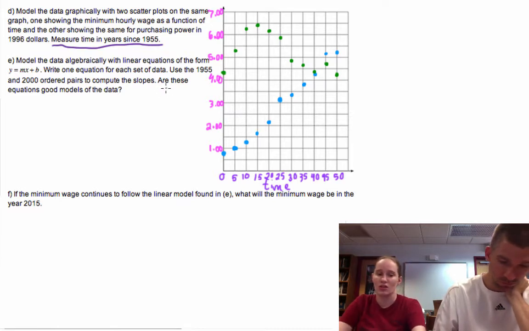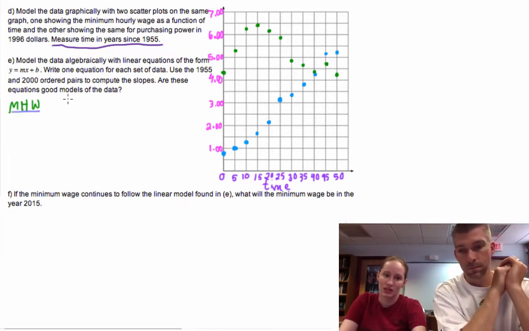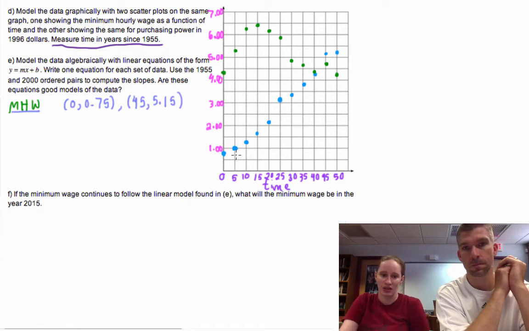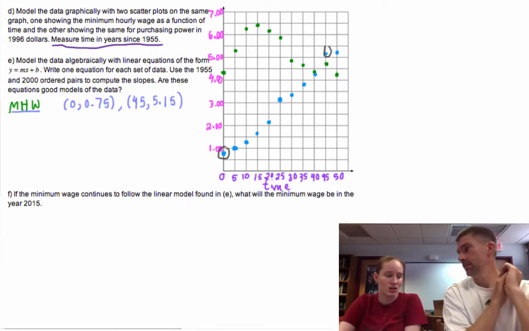So in 1955, for our minimum hourly wage, I guess I should have switched back to blue for that. If we use the 1955 data point, that's (0, 0.75). And then the 2000 one would be 45 years after we started, when we are making 5.15. Now, why would we pick these two data points? Because if we look on our graph, that's this point and this point, and if we drew a line between there, it'd be a pretty decent, straight line.